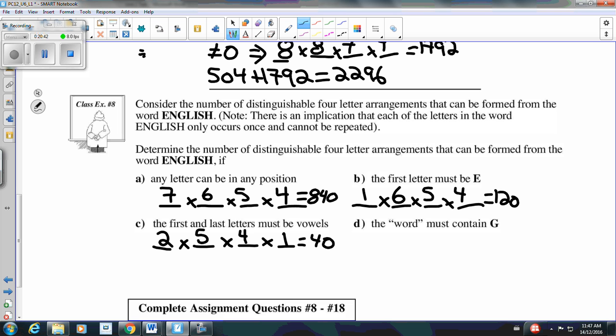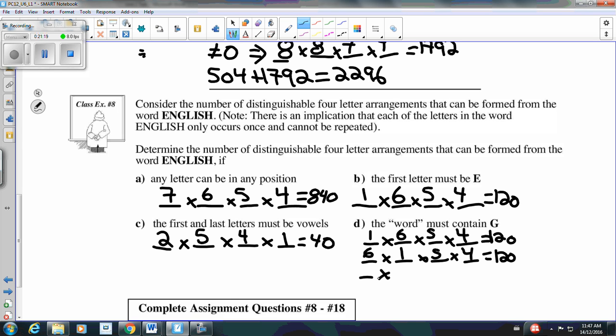And what about if the word contains G? So the word is in quotation marks because, of course, these are just letter arrangements. They're not necessarily a word. Well, here we need to consider 4 different options depending on where the G goes. If the G goes in the first spot, we have 1 choice for the first and then 6, 5, 4, which gives us 120. If the G is in the second spot, the 1 goes in the second spot and our 6, 5, 4 go in the other spots.